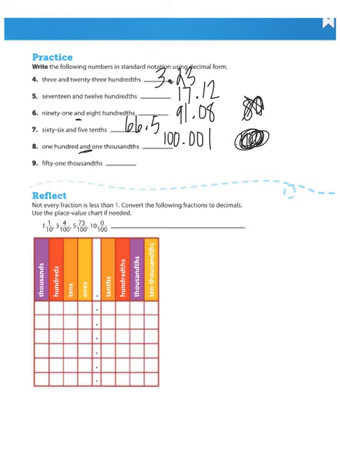Number 9, 51 thousandths. Okay, so this one doesn't have an "and," so there's going to be no number before my decimal point besides 0. Okay, so remember, start with 0. 51 thousandths. So again, that's this place value right here, which is going to be 3 after the decimal point, 51 thousandths. So that'd be 0.051. And we do not have to do the reflect.